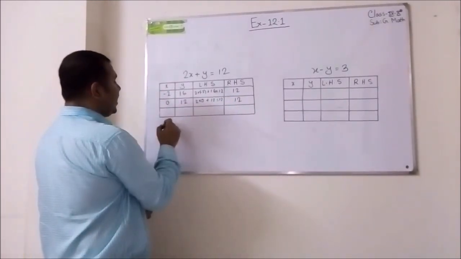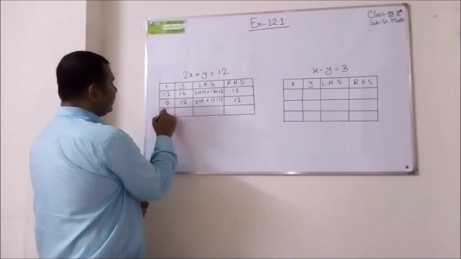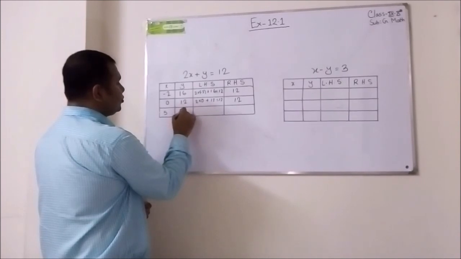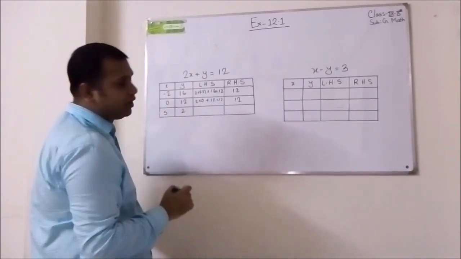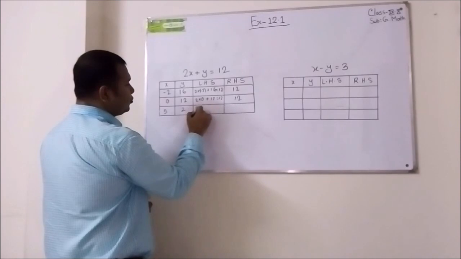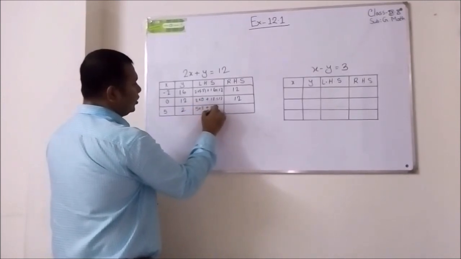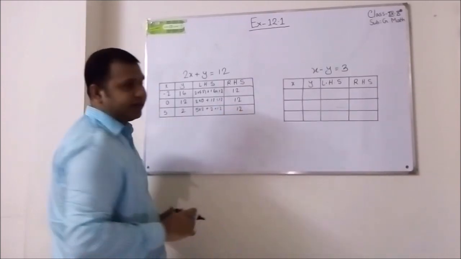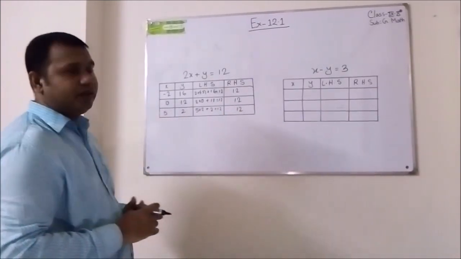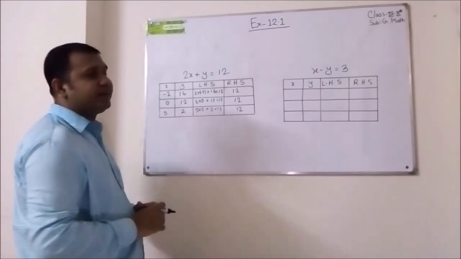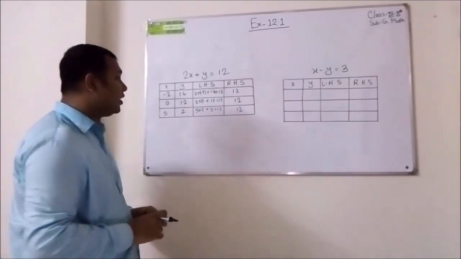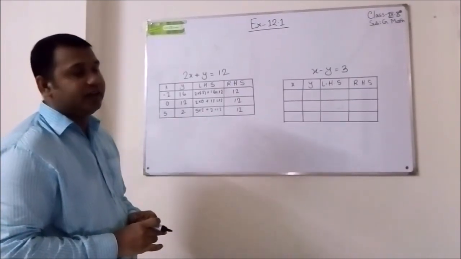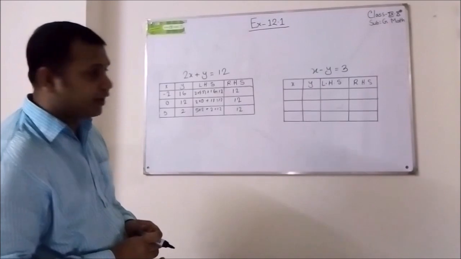Similarly, if you take 5 in the place of x and the value of y as 2, then you will get 2 into 5 plus 2, that equals 12. So the right hand side is also 12. For these values we get the left hand side and right hand side equal for this equation. There are more values you can put here that satisfy the equation.